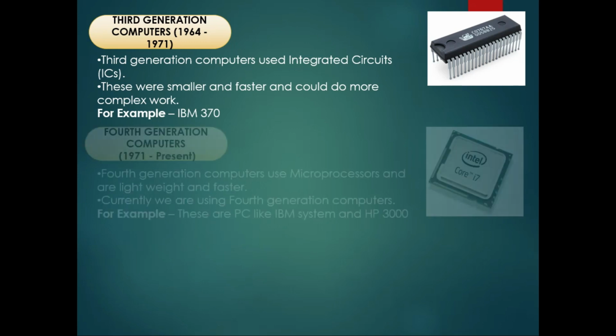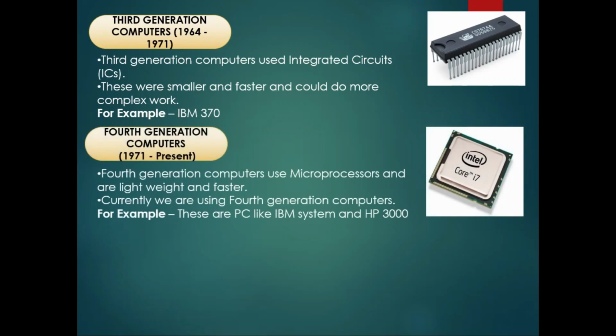Fourth generation computer. This generation comes under 1971 to present. In this generation, microprocessors were used which are lightweight and faster. Currently, the computers which we are using are of fourth generation computers. For example, the PC like IBM system and HP 3000.